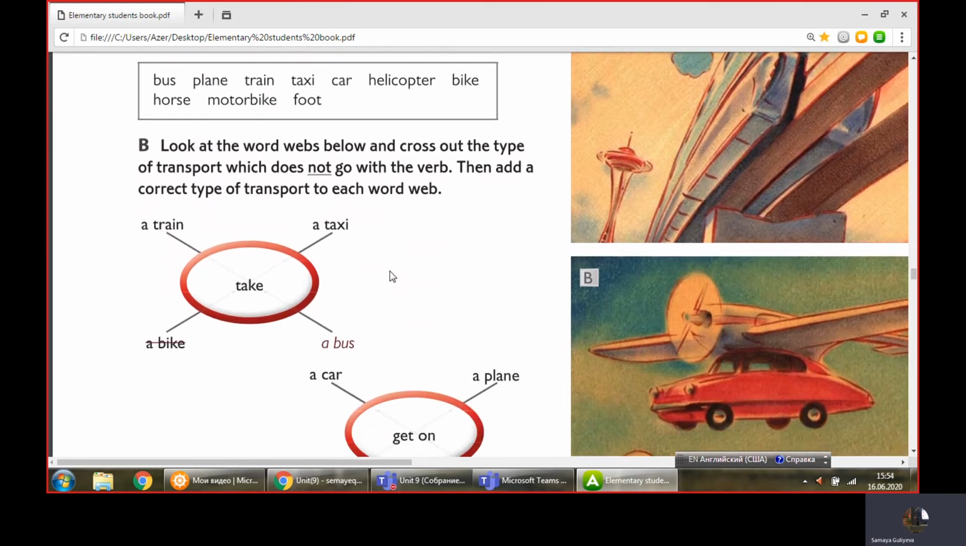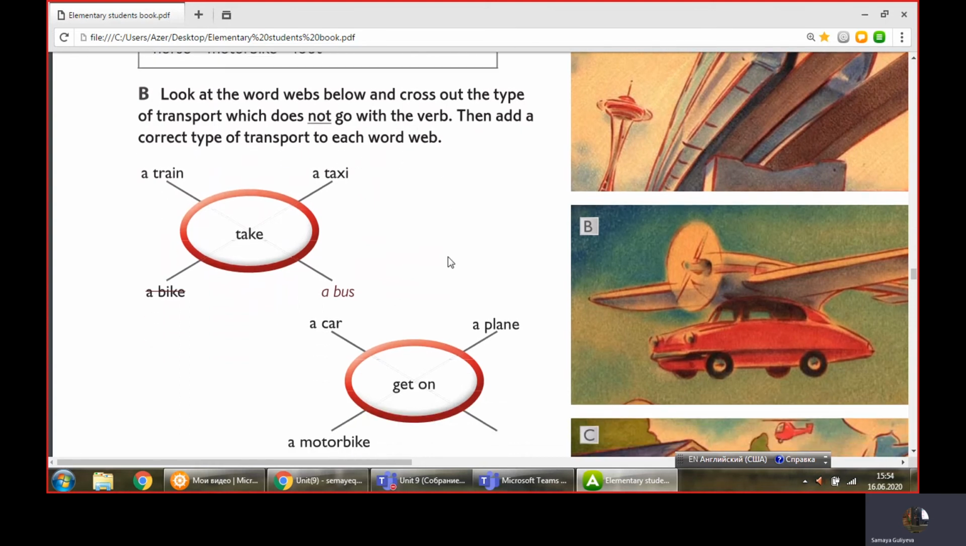So look at the word webs below and cross out the type of transport which doesn't go with the word. Then add the correct type of transport to each word web. So we can use take a train, we can use take a taxi, but we cannot use take a bike. Instead of a bike, we can use take a bus.